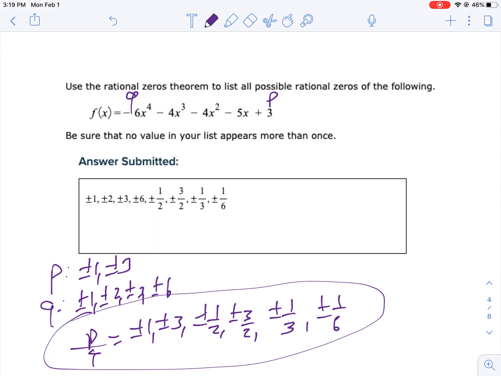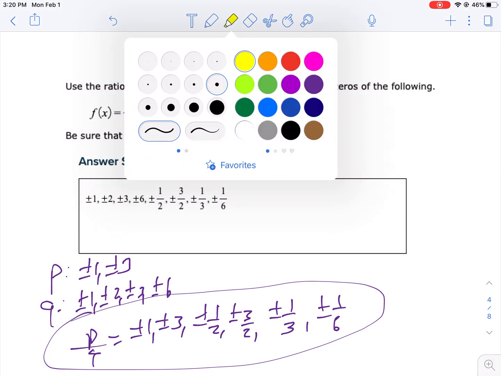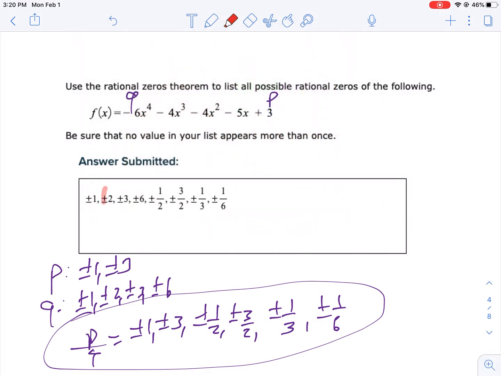Notice, we don't have a 2 in there. So you had that 2 in there which is not correct. You didn't have 6. Did you do q over p by chance? Thinking that's what you did instead of p over q.